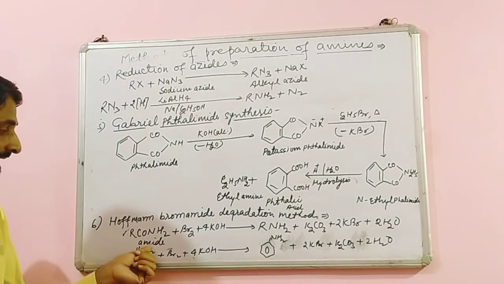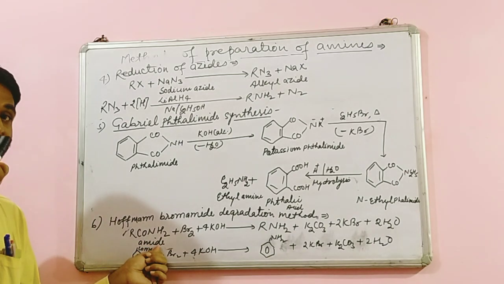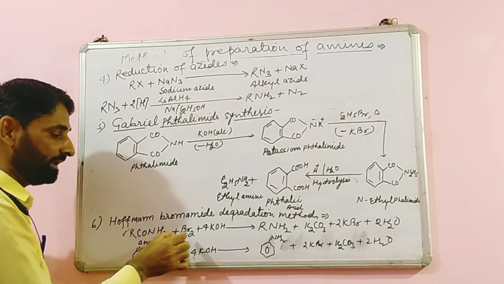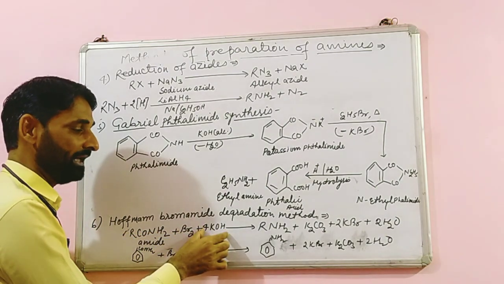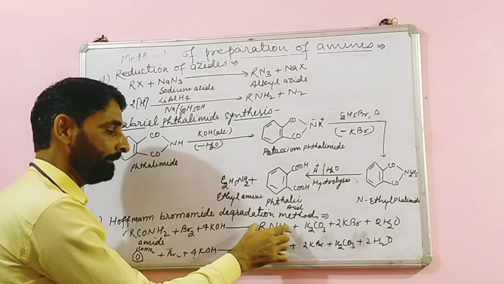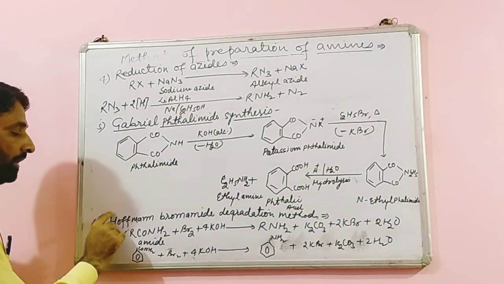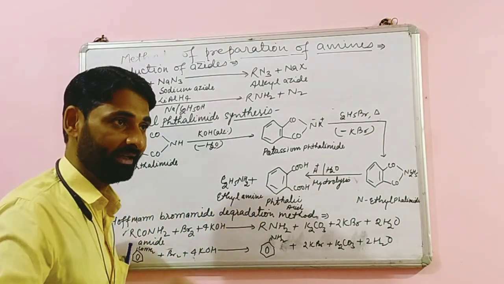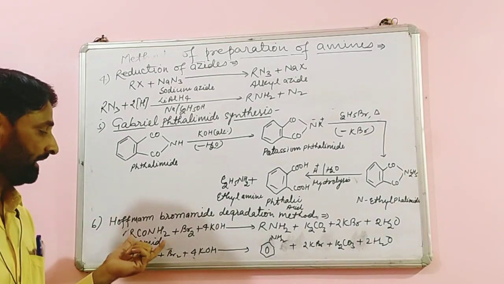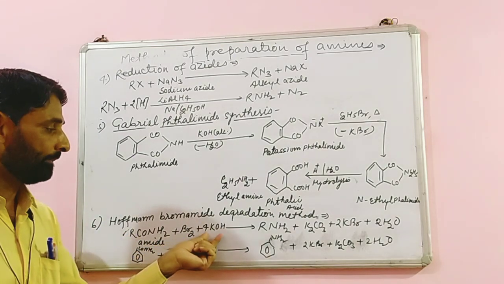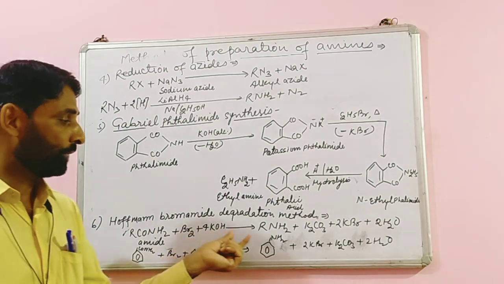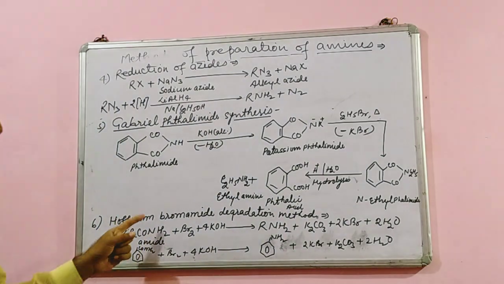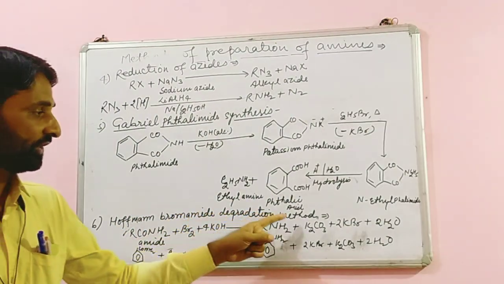If alkyl amide, amide means CONH2, the compound contains CONH2, that is amide. If amide reacts with the bromine and potassium hydroxide, it produces the 1 degree amine, and this reaction is known as Hofmann bromamide degradation method. Listen once again. If amide reacts with bromine and potassium hydroxide, it produces the 1 degree amine, and this reaction is known as Hofmann bromamide degradation reaction.